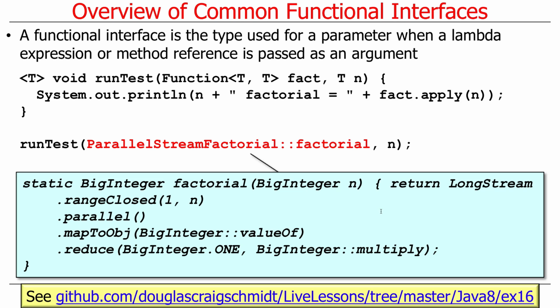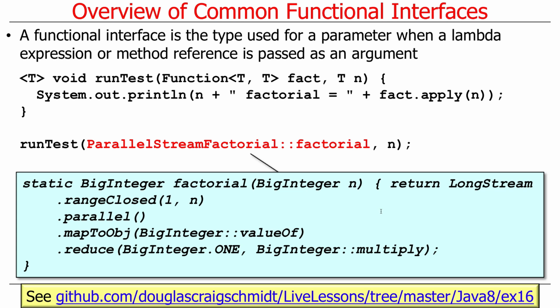OK, so here's just a snippet of the parallel stream factorial method implementation, for which the code in red here is the method reference. And as you can see here, this is kind of getting ahead of ourselves a little bit, but I just want to show what it does under the hood. This factorial implementation is going to work on big integers, so that means we can do arbitrary precision factorials, which is good because factorial grows very quickly, as you know.